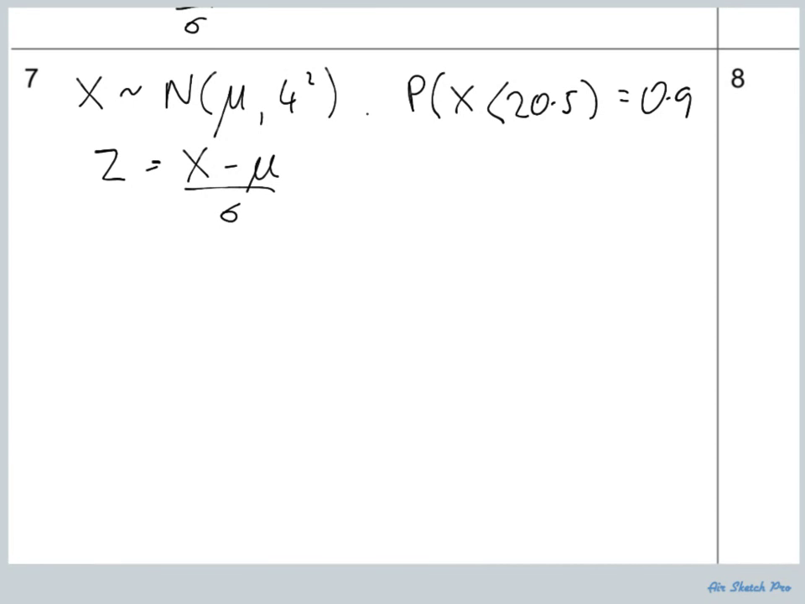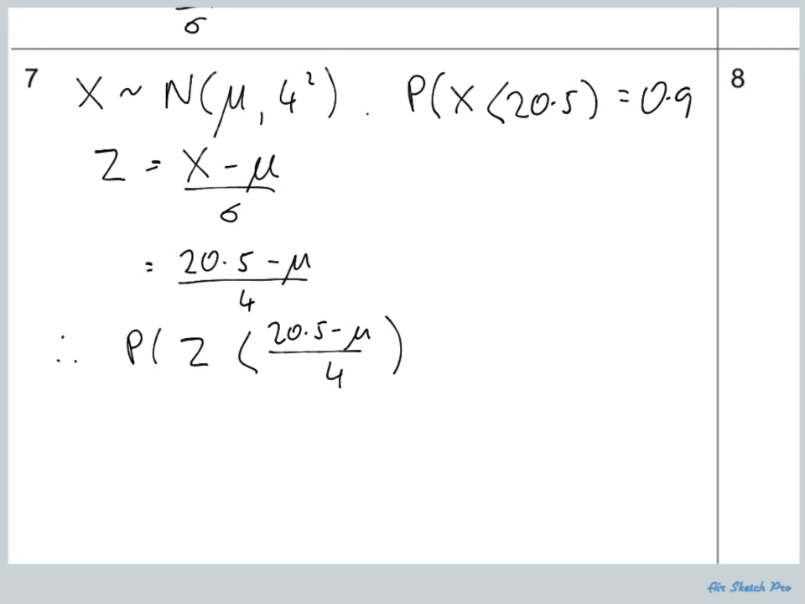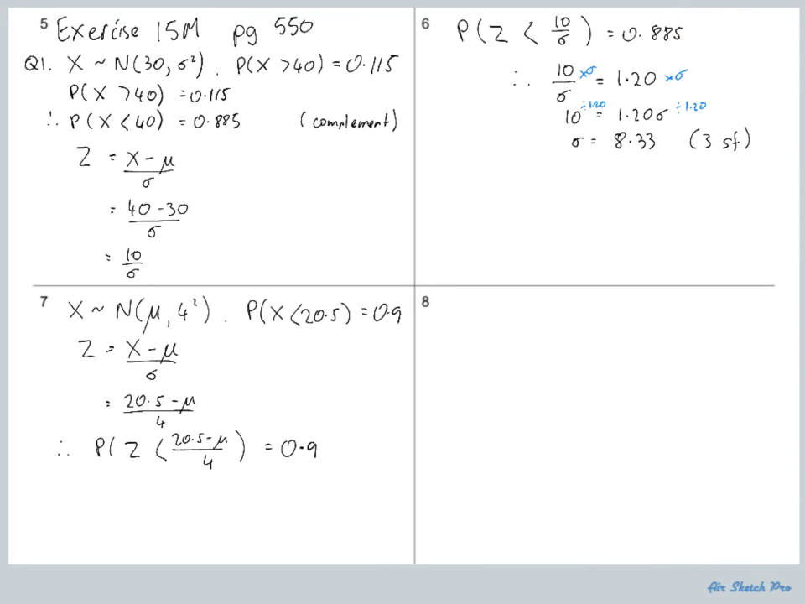It doesn't hurt to put the formula down until you've got it right in your head, I reckon. X in this case is 20.5. Mu, the mean, is unknown, and sigma is 4. So we've got that, and we're a bit stuck. We can't do too much more, not without it being particularly useful. So therefore the probability of z less than 20.5 minus mu over 4 is equal to 0.9. I'm going to zoom out now so you can see it as I move on to slide 8.